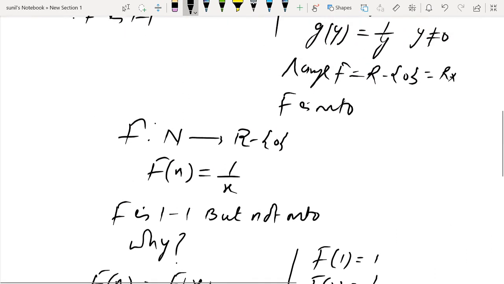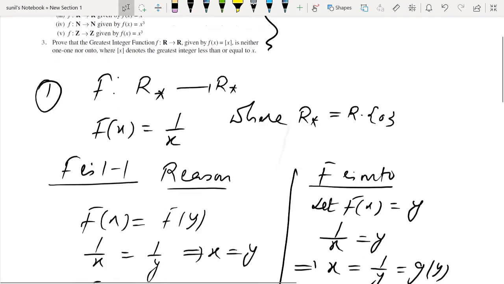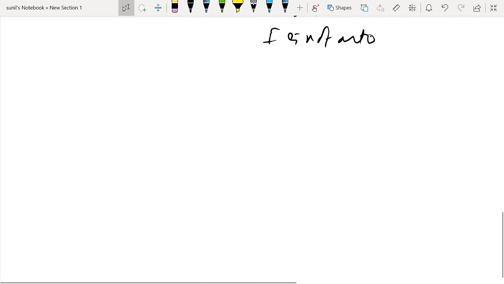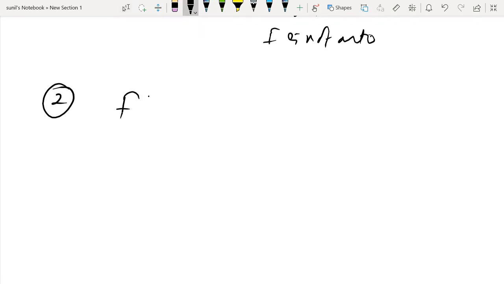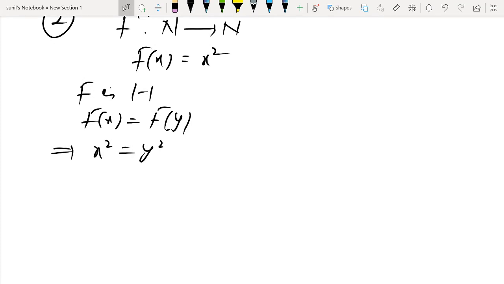So students, I hope you like the solution of it. Now see, in the second, third and fourth questions, what I am going to discuss: in the second question they have given f from N to N, f(x) is equal to x square. We have to discuss whether this function is 1-1 and onto or not. Of course f is 1-1. The reason is that if f(x) equal to f(y), then we can easily say that if two positive numbers have equal squares, then it is only possible when x is equal to y.